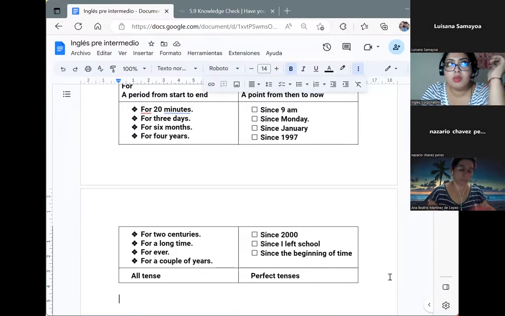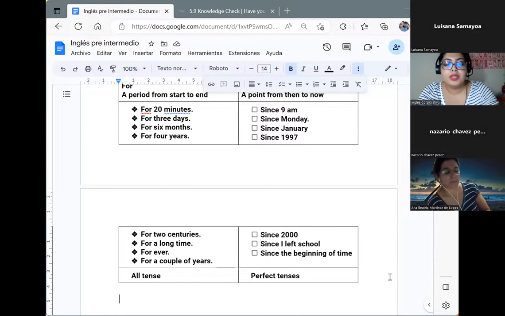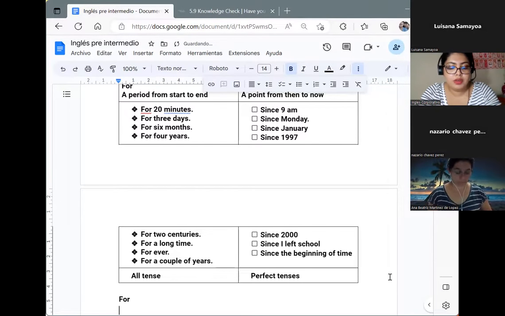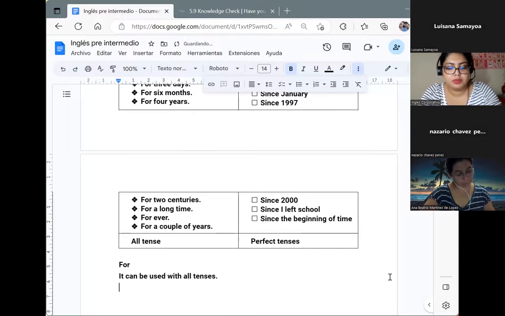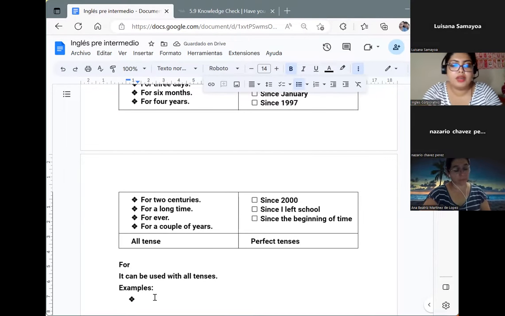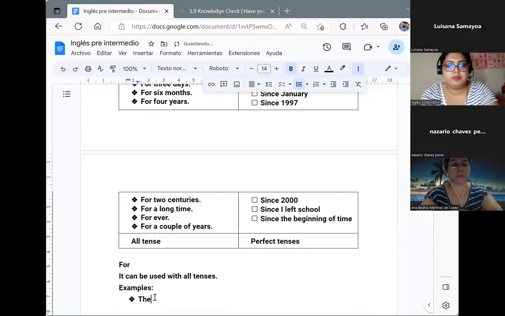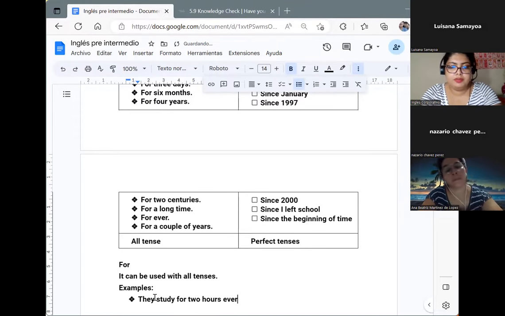Vamos a ver en cómo utilizar el for en different tenses. For, and we have here, it can be used with all tenses. And we are going to see the examples. We have here, they study for 2 hours every day. They study for 2 hours every day.